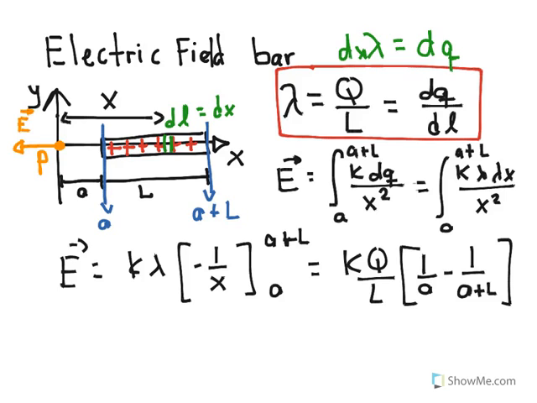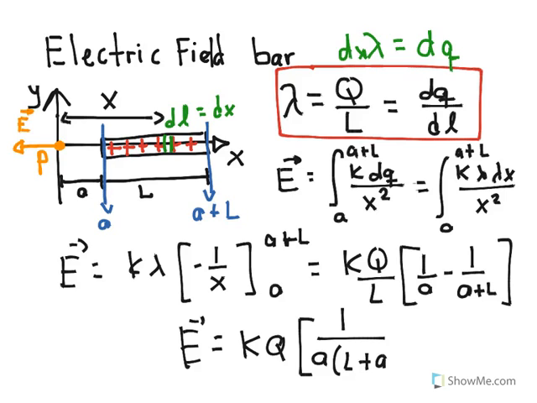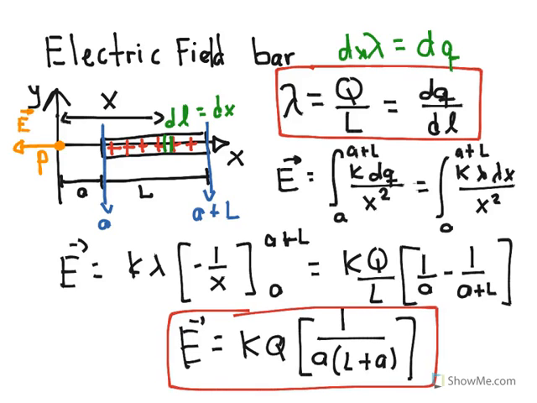If we simplify this expression, we get that the electric field at any given point P, at a distance a from the extreme, is going to be k q times 1 over a times (a plus L), and this is going to be the magnitude of the electric field. The direction, well, it depends if the charge is positive or negative.